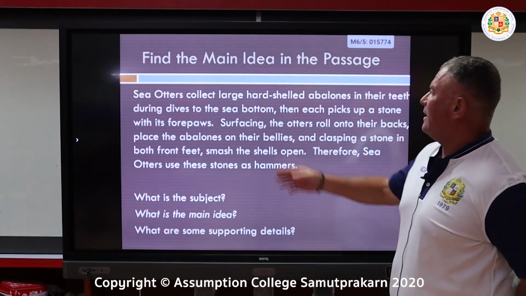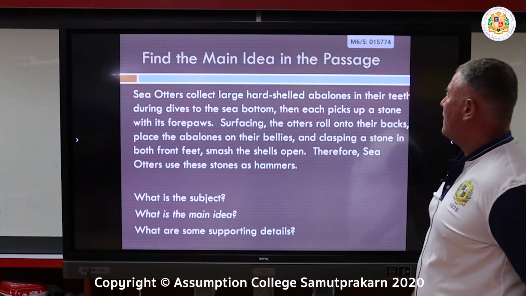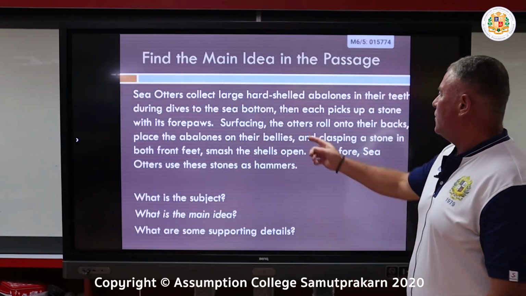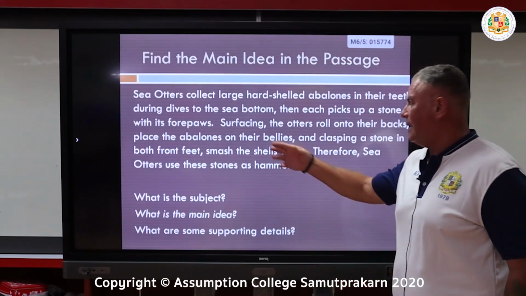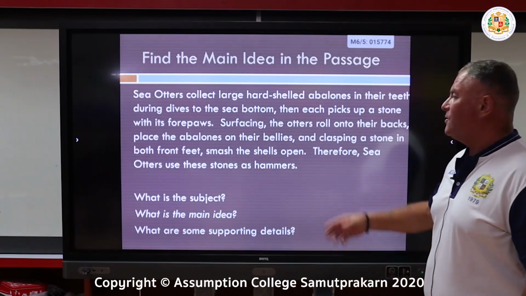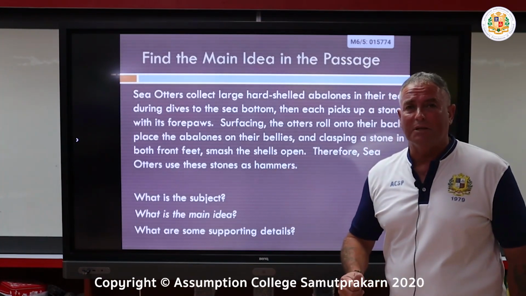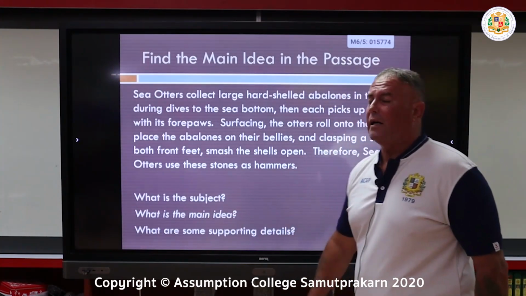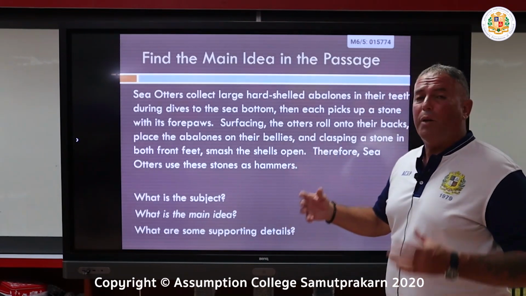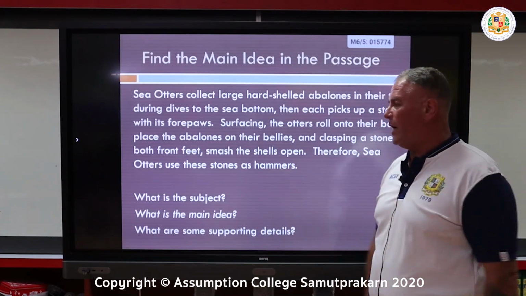So here it says, they collect hard-shelled abalones in their teeth. They dive to the bottom of the sea. They pick up a stone in their forepaws, which is their hands, surface and roll onto their backs, place the abalones on their bellies, clasp a stone in their front feet, smash the shells open. Therefore, sea otters use these stones as hammers. So the main idea is how sea otters use certain objects to open abalones. Okay, so there is your main idea.